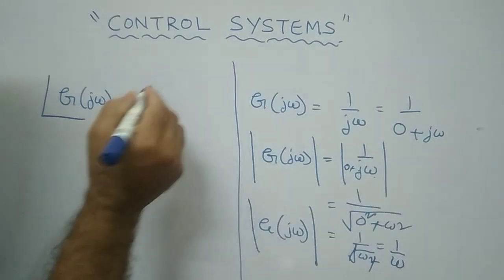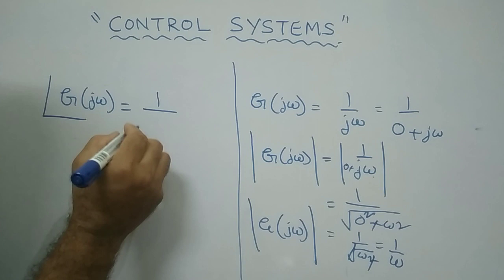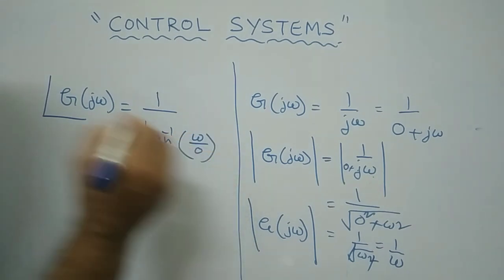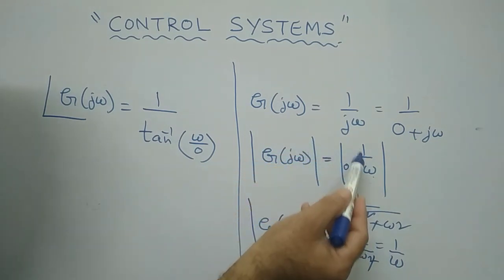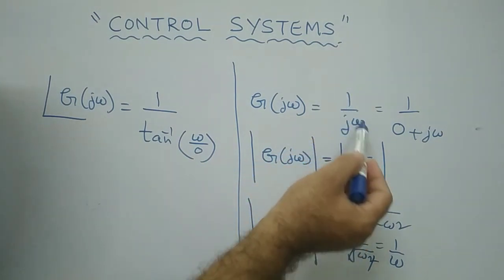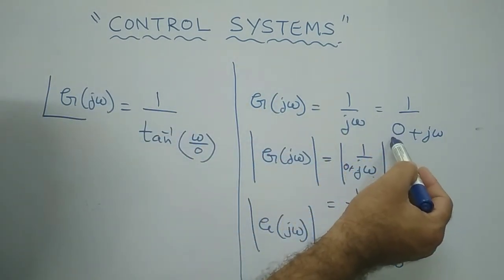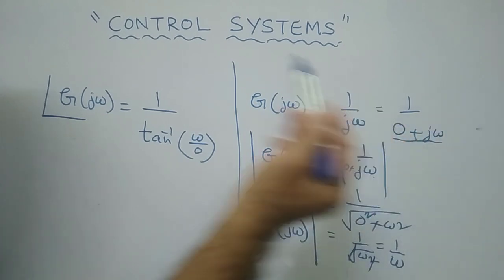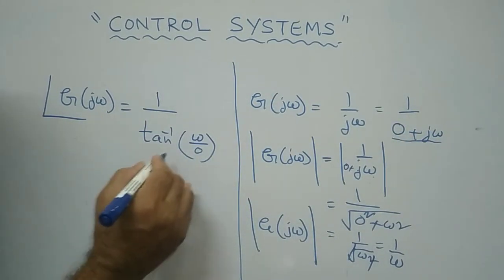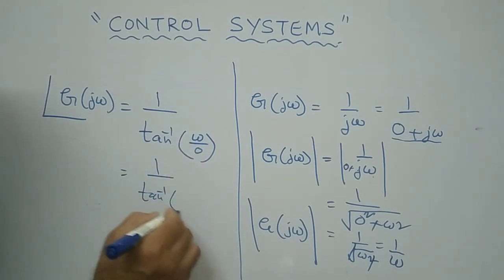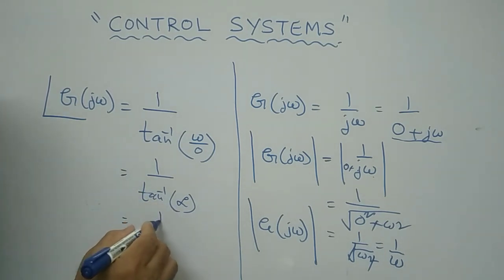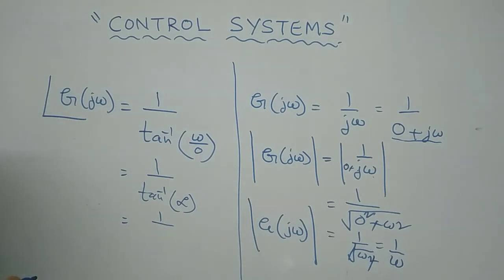Therefore, only the denominator part matters. What is the imaginary part by real part? Here, for 1 by j omega, you simply consider the denominator part, which is 0 plus j omega. For this, the angle will be written as 1 by tan inverse of imaginary coefficient by real coefficient, that is omega by 0. Something by 0, how much is it? It is infinite. And tan inverse of infinity is pi by 2.